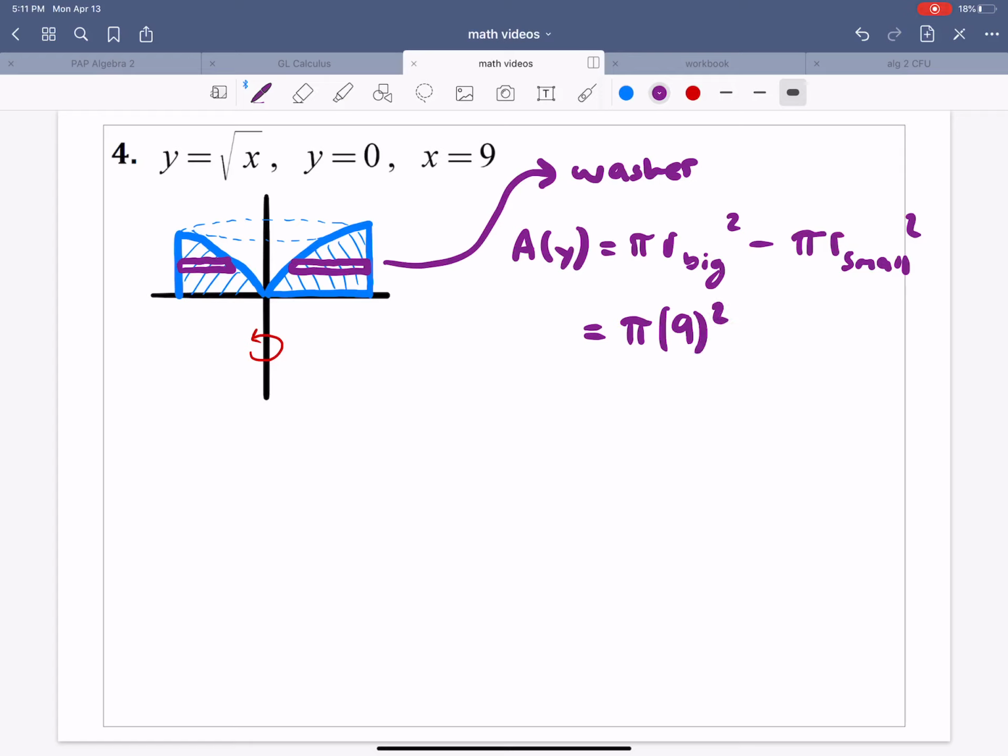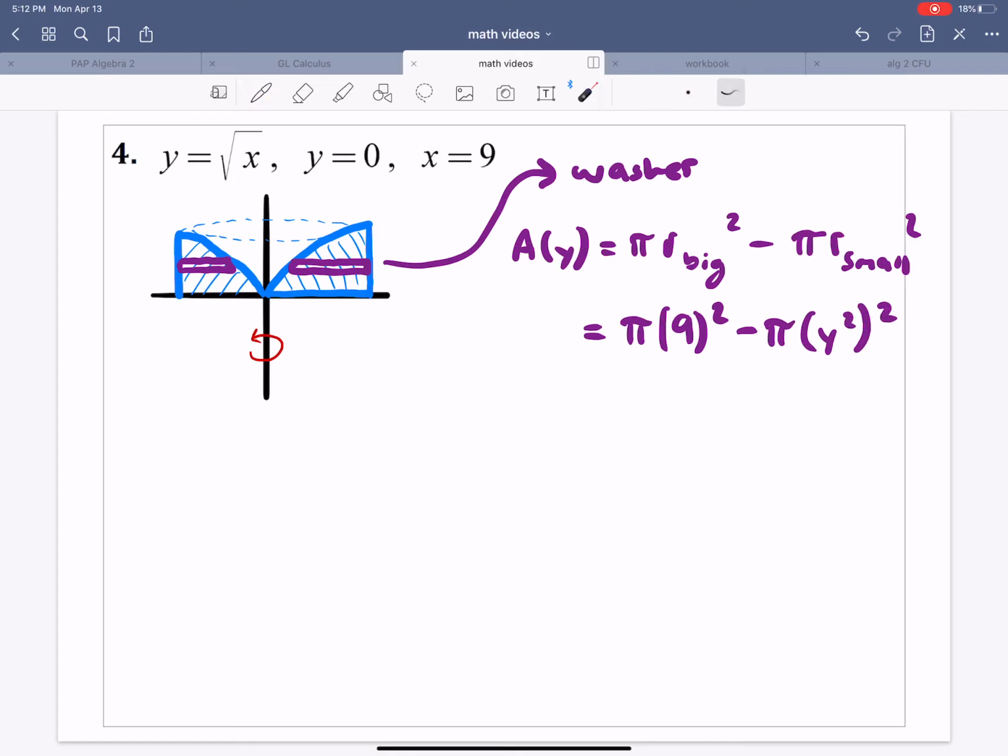Okay. Now the radius of the small circle is the one you have to be careful with, because the radius of the small circle is going to change no matter where I stop. Okay, and it's always going to be found by solving for x in this function, y equals the square root of x. Well, if you think about how am I going to solve for x in the function y equals the square root of x, you simply square both sides and you'll get the radius equals y squared.